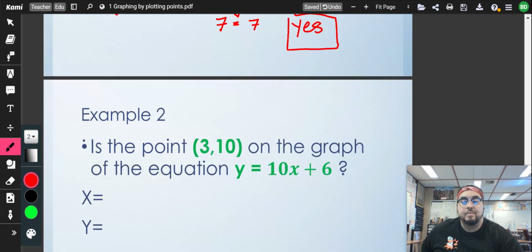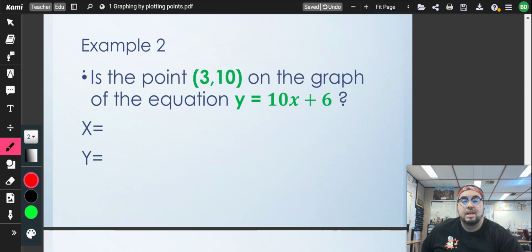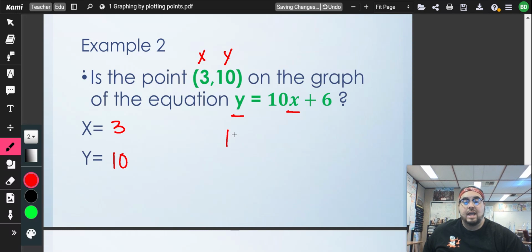Okay, let's look at another example. Here is the point (3, 10) on the graph of the equation y equals 10x plus 6. Remember, (3, 10) is your x and y value. So x is 3, y is 10. We're going to plug those values in here. Instead of y, 10 equals 10. Instead of x, I'm plugging in 3, and then plus 6.